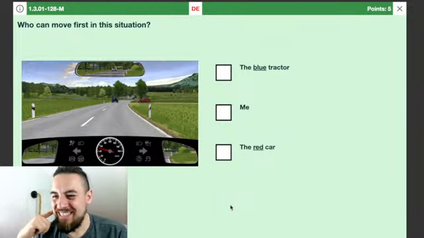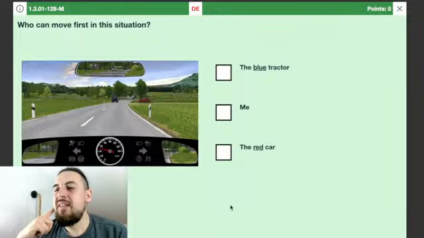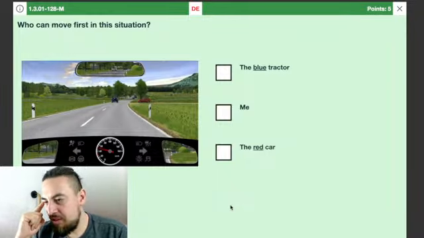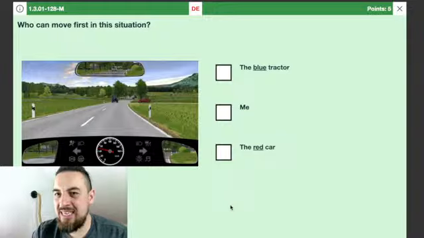Thank you, Arslan. Who can move first in this situation? The blue tractor, me, the red car. There is obviously move first can be just one answer. That makes it a little bit easier. So it's just one of these. And now the question who? Tractor, the red car, or us? And in that case, it is the second.